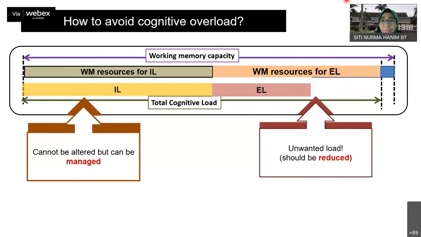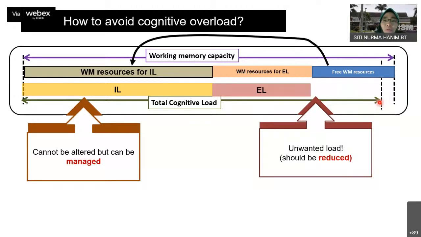If you reduce the extraneous load, what will happen? You are actually freeing the working memory resources. So there will be more working memory resources, and those can be diverted here to process the intrinsic load that cannot be reduced just now. So this is the mechanism of reducing the cognitive overload.